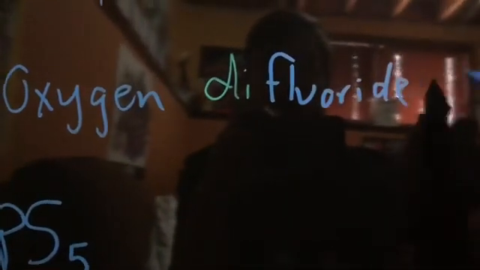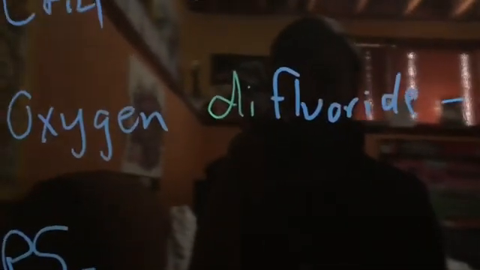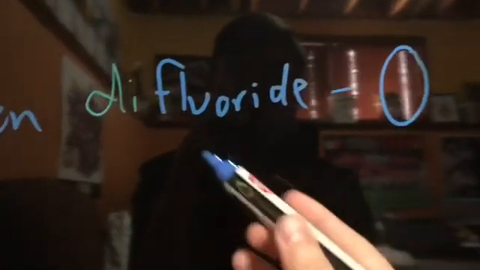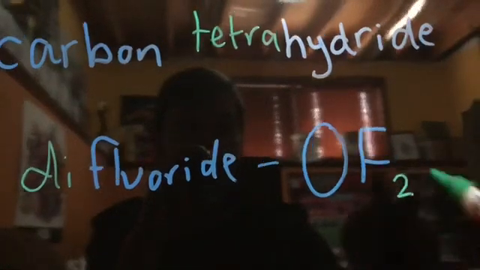The next one here is oxygen difluoride. So we start with oxygen. Fluorine, or fluoride, is fluorine, so that's F. And then di is the prefix meaning 2. So that would be OF2.